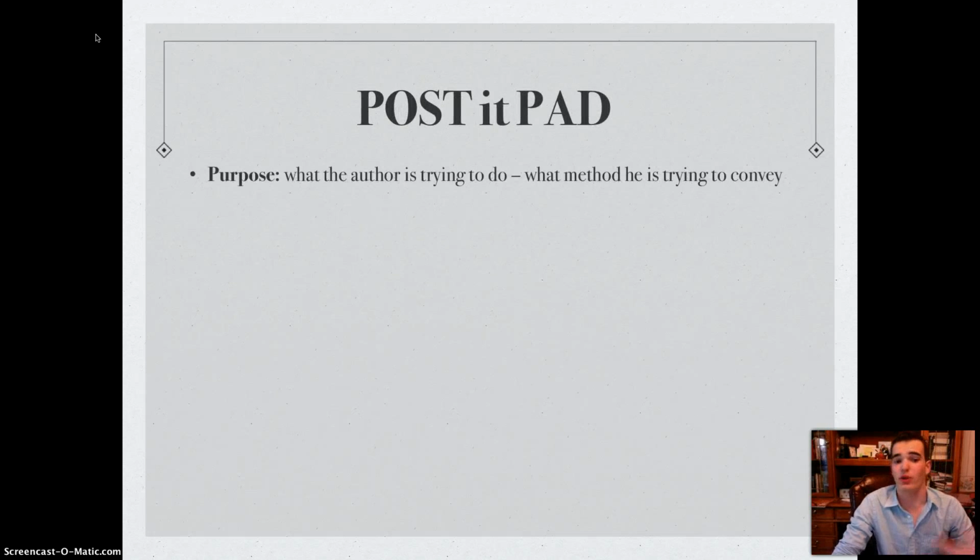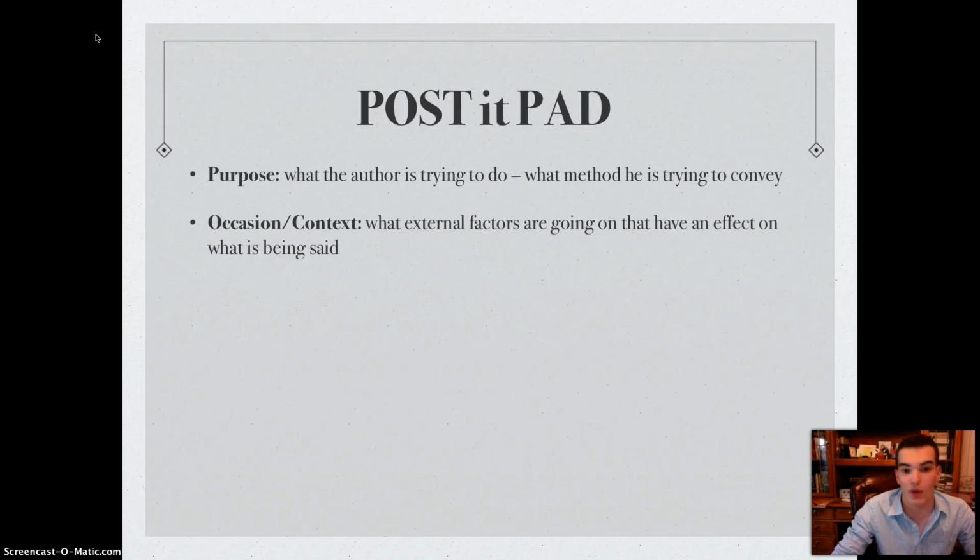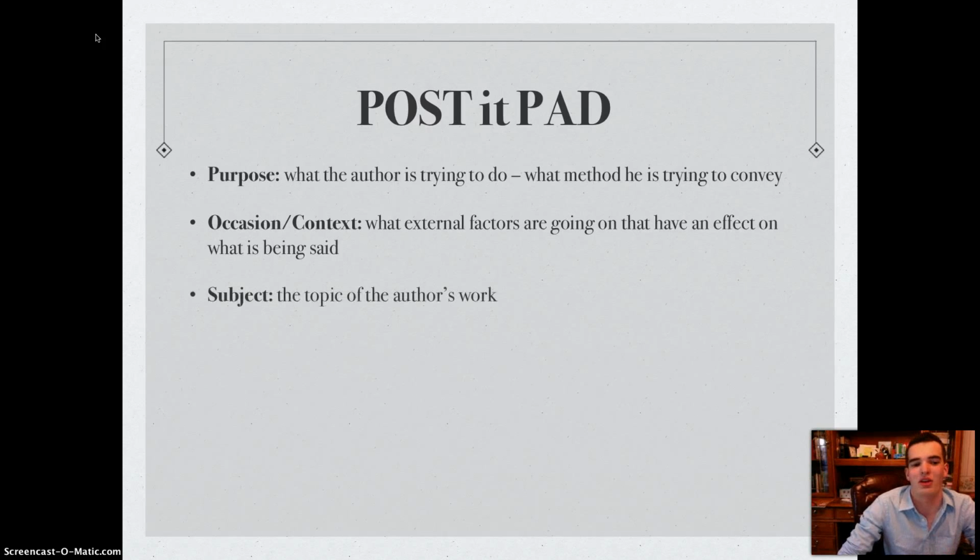So the poster pad, we talked a little about purpose. It's what the author is trying to do. What method is he trying to convey? Occasion and context. What external factors are going on that have an effect on what is being said, and where are you? Was there just a hurricane? Are you talking to the masses? Are you trying to be elected? Is it an election year? Where are you? Are you in New York City? Are you in the middle of a farm field? I don't know, but the occasion and the context matters because that's going to help you talk about the rhetoric and why they do it.